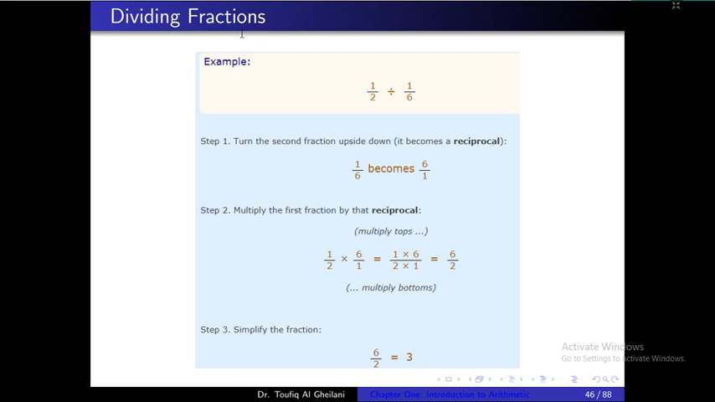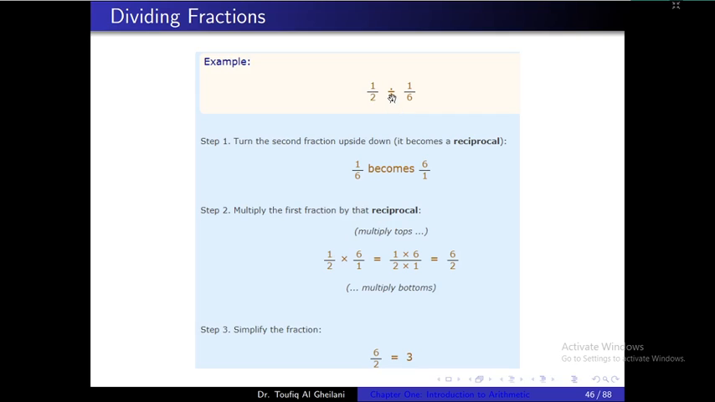Now dividing fractions. Example, a half divided by 6. Firstly, turn the second number, which is 6, into its reciprocal, so it will be 6 over 1. Then multiply the first fraction by the reciprocal. So the half stays the same.